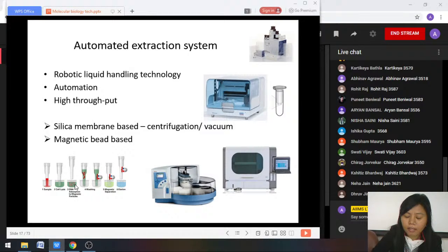And we add a magnetic probe here. So what will happen is, when you charge it, all the magnetic beads will get attached to that probe, near to that probe, right? And all the unbound material, which is the non-DNA component, will be separated in the liquid, right?